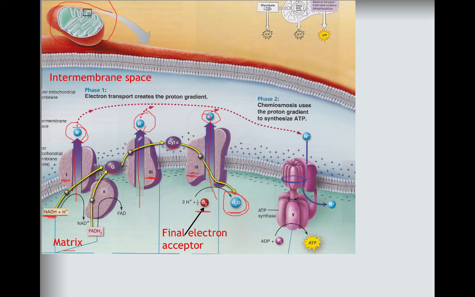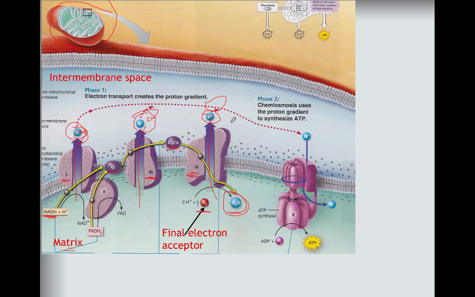And remember, we said back when we talked about redox reactions that when we have a transfer of electrons, we also have a transfer of energy. And so the purpose of electron transport is to create this very strong proton gradient up here with high concentration in the intermembrane space and lower concentration down here in the matrix.